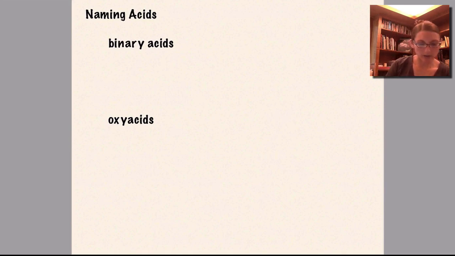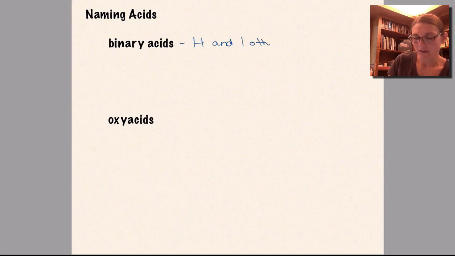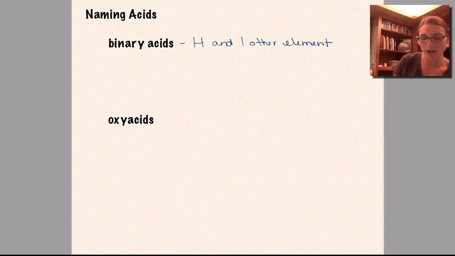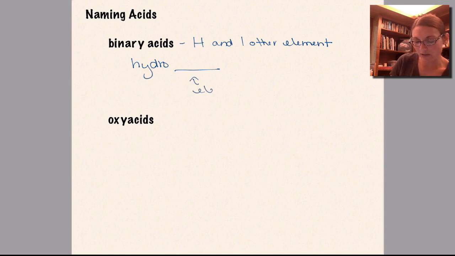Okay, so let's talk about naming acids. Acids fall into two categories. You have binary acids and you have oxyacids. So binary, that prefix bi means two, so you only have two elements. This is going to be hydrogen and one other element, so things like chlorine, bromine, HCl, HBr. And the naming rule for acids is you're going to have the prefix hydro, then your element's core name, and then an -ic ending, and tack the word acid on.